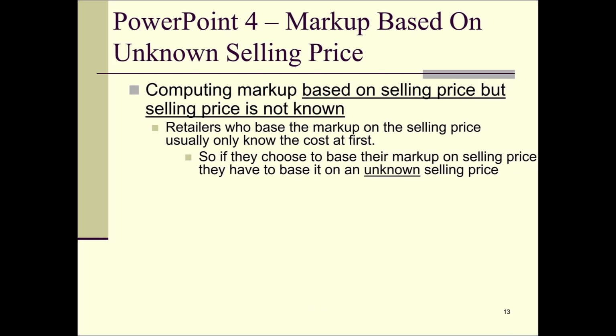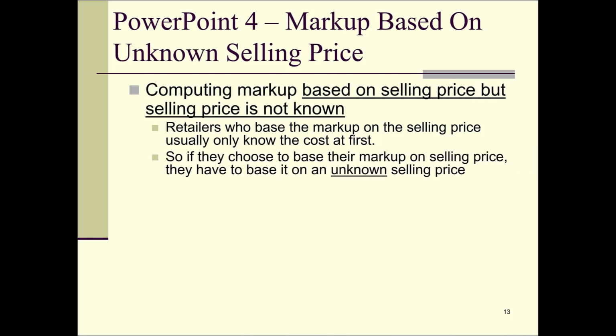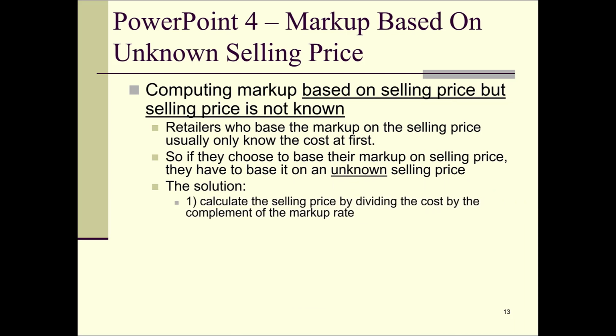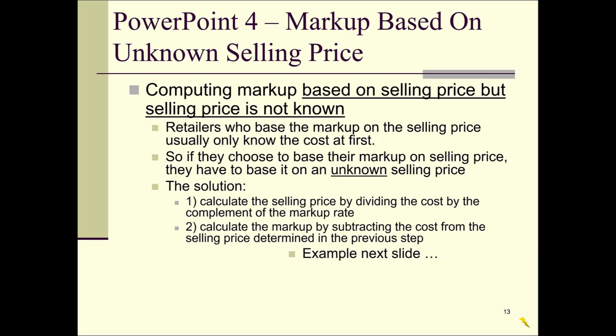So if they choose to base their markup on the selling price, they have to base it on an unknown selling price. But there is a solution. What you do is you calculate the selling price by dividing the cost by the complement of the markup rate. And then you calculate the markup by subtracting the cost from the selling price determined in the previous step. Confused? Well, let's do some examples.